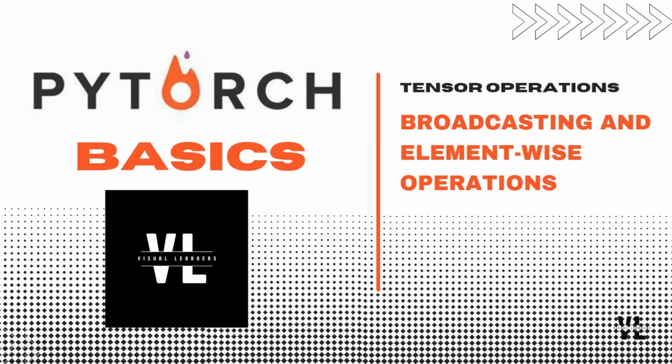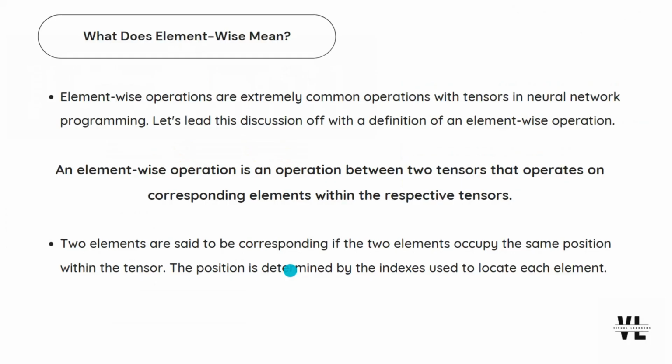In this video we're going to cover the third type of tensor operations called broadcasting and element-wise operations. First, let's try to define what element-wise means. Element-wise operations are extremely common operations with tensors in neural network programming. Let's lead this discussion off with a definition of an element-wise operation.